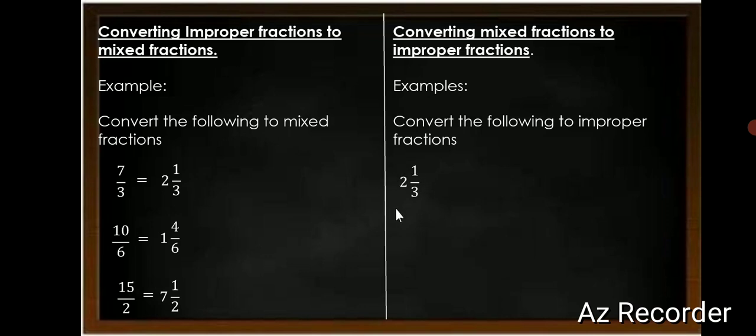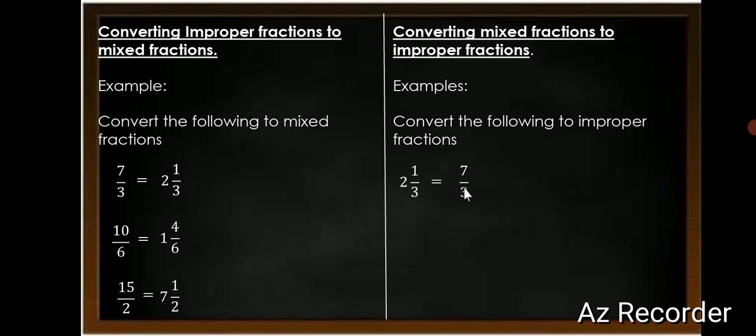In order for you to convert a mixed fraction to an improper fraction, these are the steps. You would multiply the denominator by the whole number, add it to the numerator, divided by the denominator. So it simply means, I take it again, you multiply the denominator by the whole number, add to the numerator, divided by the denominator. Now let's take this one as example. When you multiply 3 with 2, you have 6. 6 plus 1 is 7. That will leave you with 7 over 3 as the improper fraction equivalent.